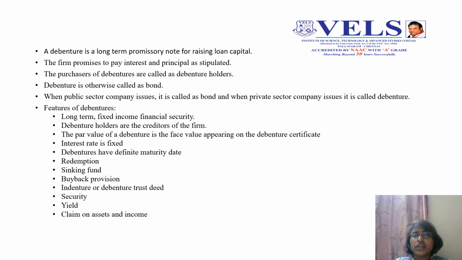Then it makes it difficult for an organization to provide security against debentures if the organization has insufficient fixed assets, and it does not allow debenture holders to vote in the official meetings of an organization. That is another disadvantage, because preference shareholders as well as debenture holders don't have voting rights. That is why it is considered a disadvantage of debentures.